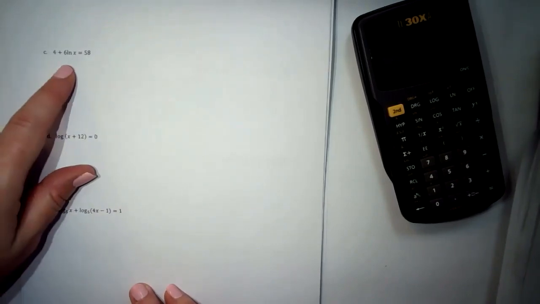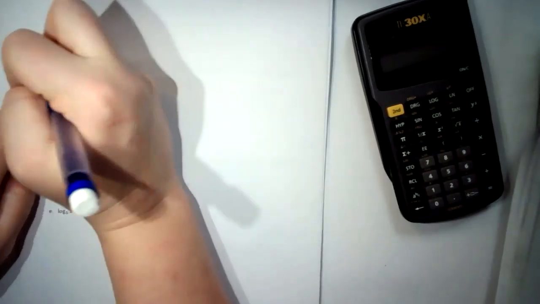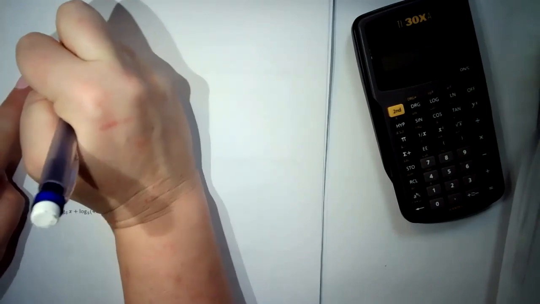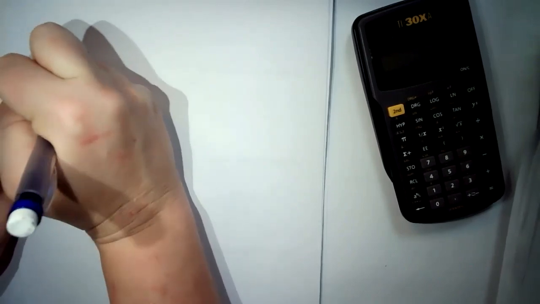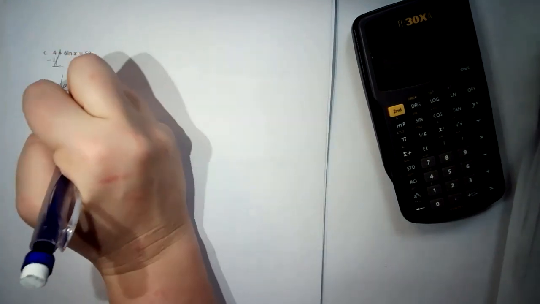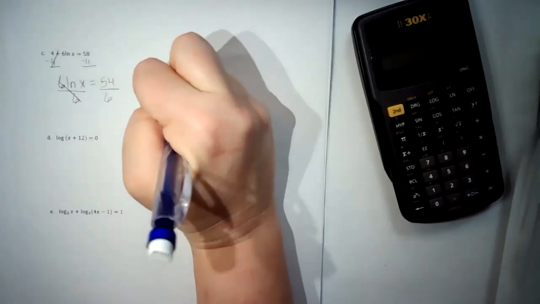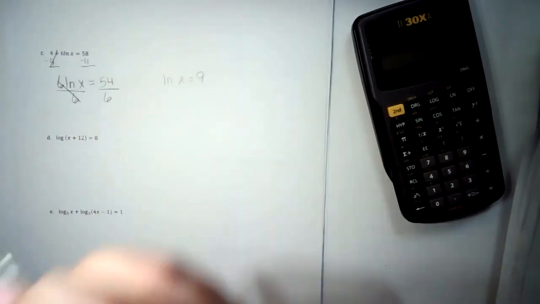All right, so I notice I only have one log. He happens to be the natural log, but he is not isolated in any way. So let's isolate him. We're going to subtract 4 and get 6 ln of x equals 54. We're going to divide both sides by 6 and we get ln of x equals 9. Okay. Everybody good there so far?